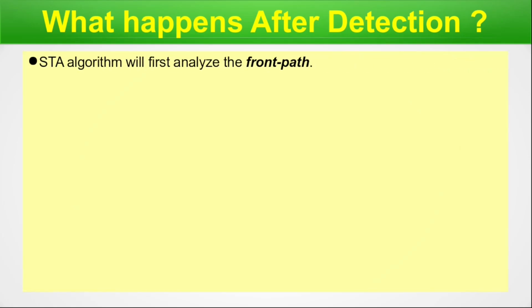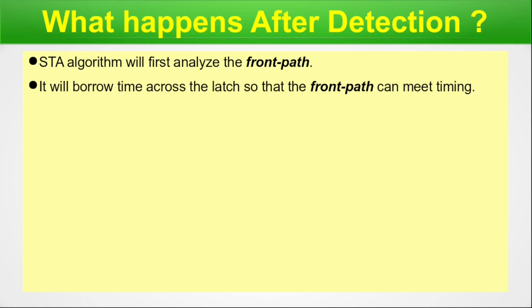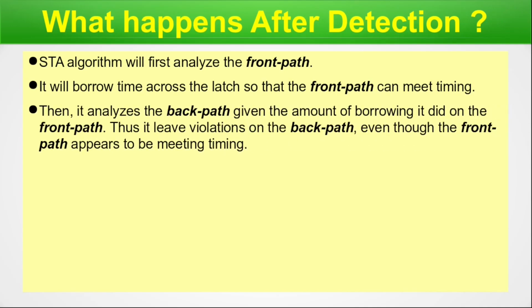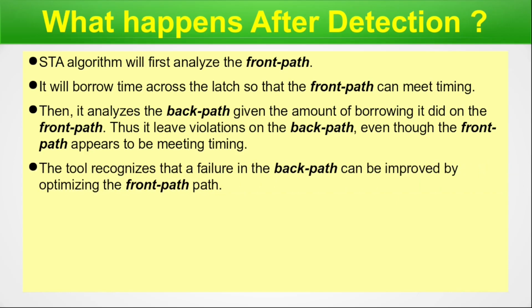The STA algorithm will first analyze the front path. It will borrow time across the latch so that the front path can meet timing. Then it analyzes the back path given the amount of borrowing it did on the front path. Thus, it leaves the violations on the back path even though the front path appears to be meeting timing.